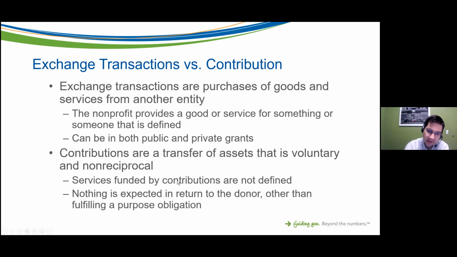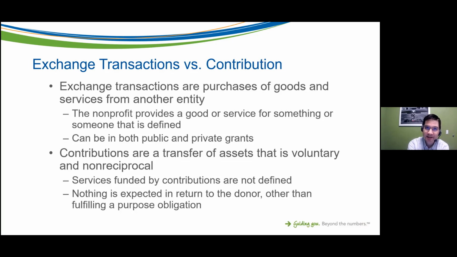Contributions are different. Contributions are a transfer of assets that is voluntary and non-reciprocal. Ooh, a mouthful. Voluntary just means they are freely given, and non-reciprocal means you're not going to be receiving something in return. Services funded by contributions are not necessarily defined. Nothing is expected in return to the donor other than fulfilling a purpose obligation.